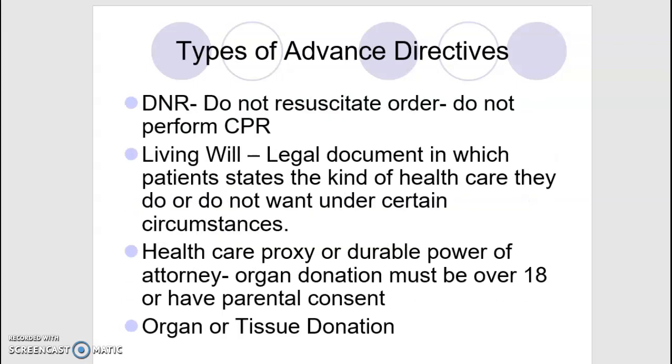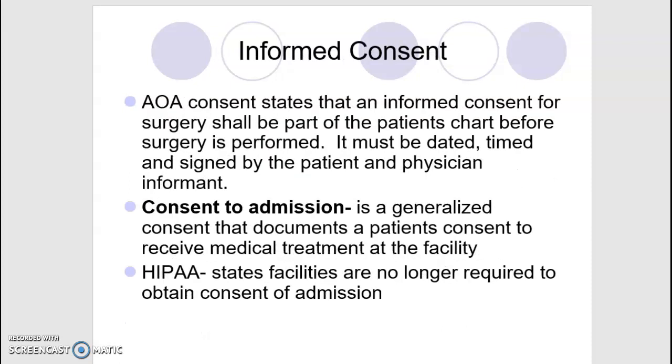DNR is do not resuscitate, do not perform CPR. Living will is the document in which the patient states the kind of health care they do or do not want under certain circumstances. Healthcare proxy, durable power of attorney. Organ donation: must be over 18 or have parental consent. And then organ or tissue donation.